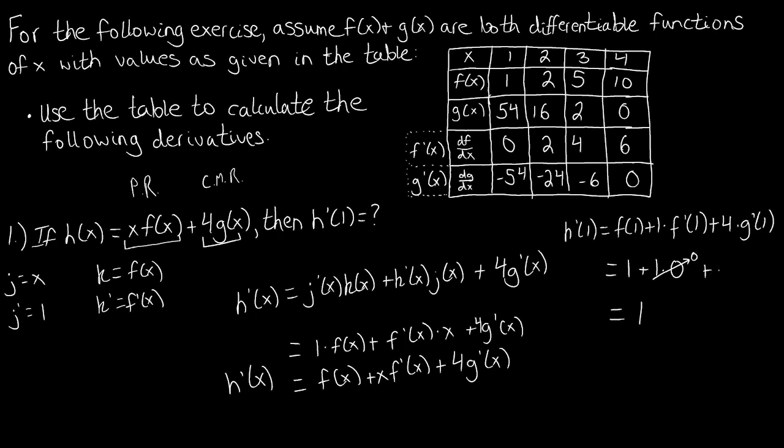That's all we're really going to bring down from this first bit. Then we have 4 times g prime of 1. So we look in the g prime row, and at x equals 1, g prime of x evaluates to be negative 54. So then we do 4 times negative 54, and that evaluates to negative 216. So h prime of 1 is then 1 minus 216, or negative 215.